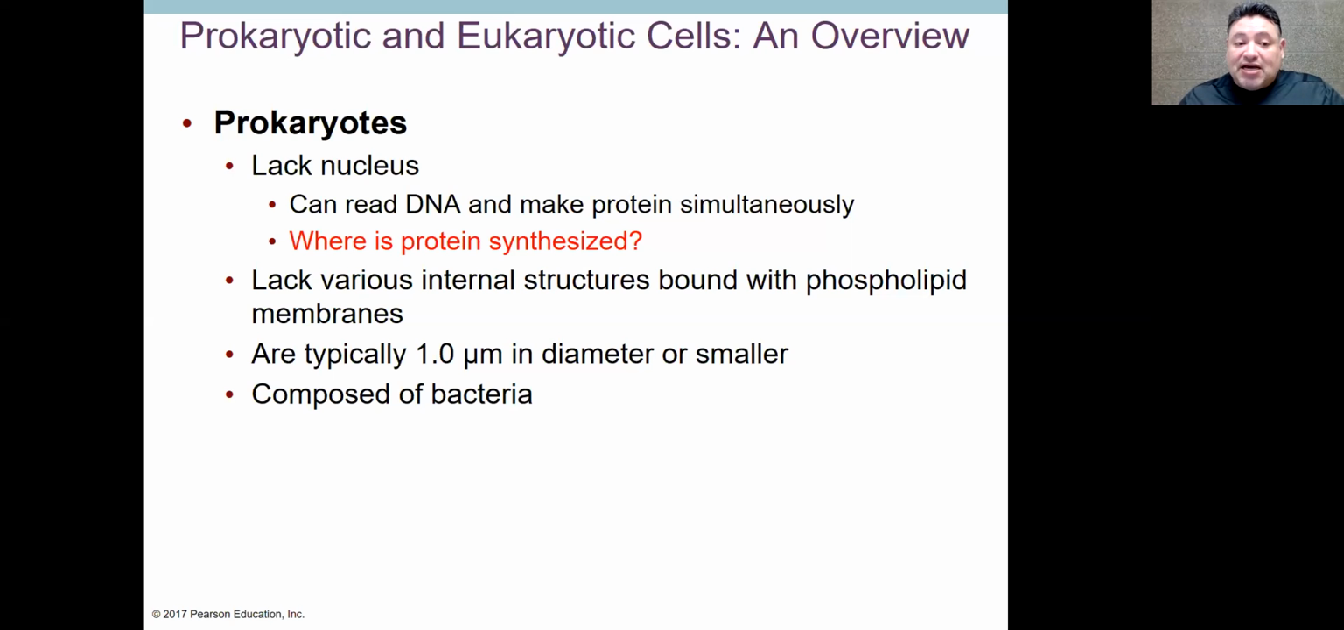Another distinction is the size. Prokaryotes are much smaller than eukaryotes. Your author says that prokaryotes are typically less than 1 micrometer. By contrast, a eukaryote can be 1,000 or 10,000 times bigger than a prokaryote.